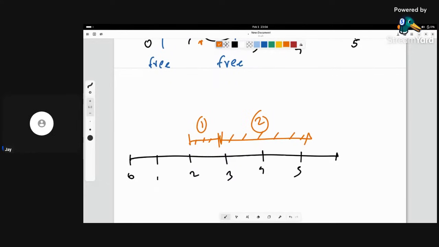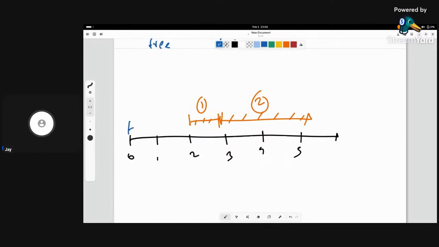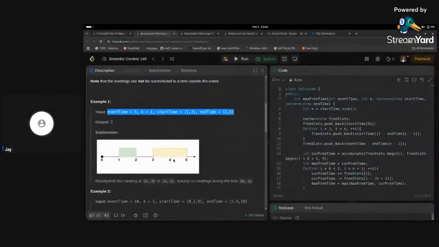Now what this did was, this basically merged these two free slots. So these two free slots that you had, now it is a free slot of length 2. So now your free slot size has increased, and the maximum continuous free slot has size of 2. Your answer would be 2 in this case.